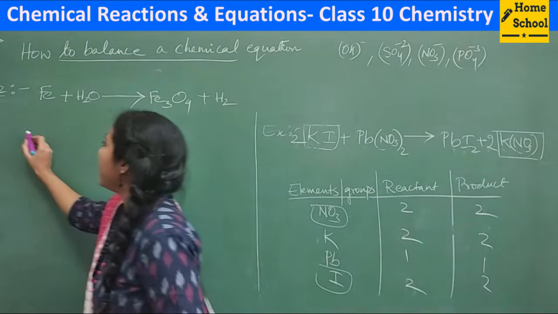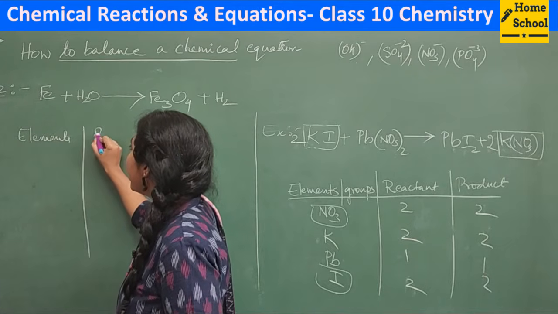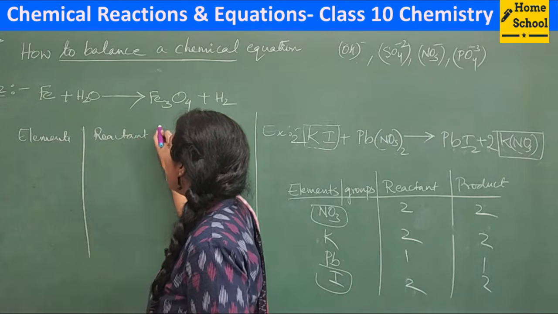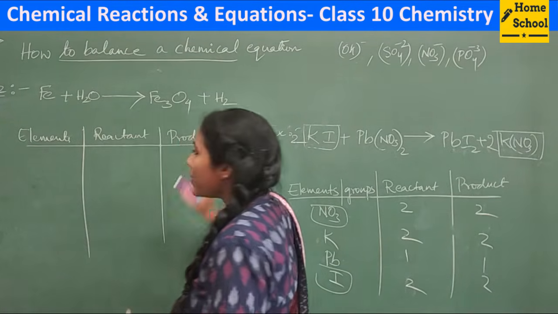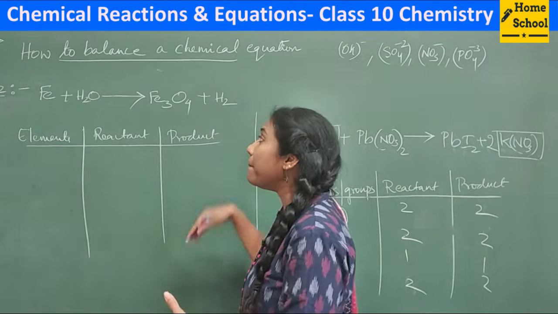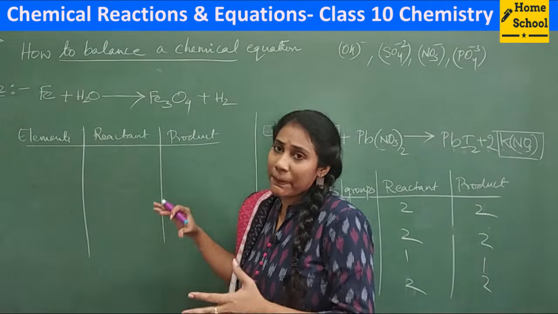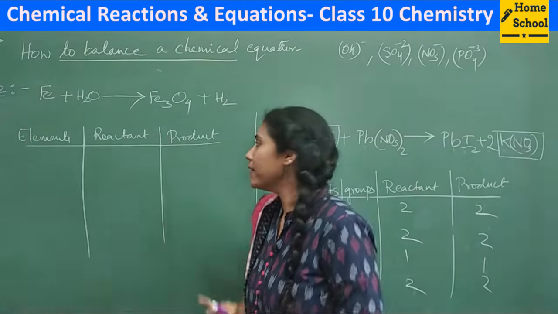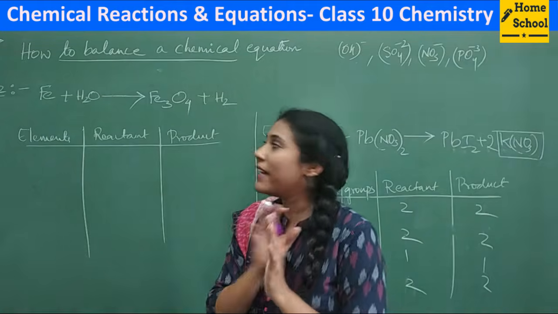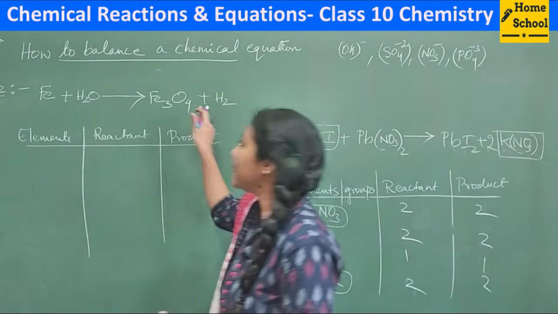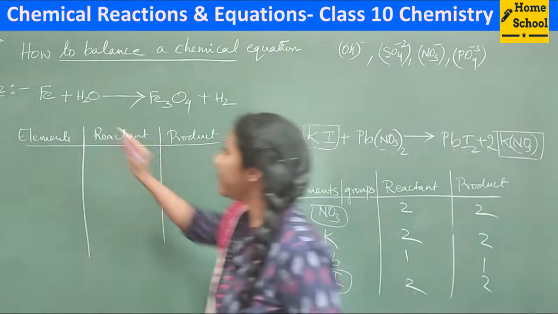Okay, first let us put a table. So what are the elements and groups present and how many are there in the reactant side and how many are there in the product side? Let us put a table, so that you can avoid the confusion. Once you become perfect with the balancing, you can balance as it is without putting any table. Till you get perfection, it is better to put the table. Okay, fine. So now, are there any polyatomic groups? No, polyatomic groups are not there in the reactants and products also, right? So forget about polyatomic groups. Then what are the elements present? Iron.